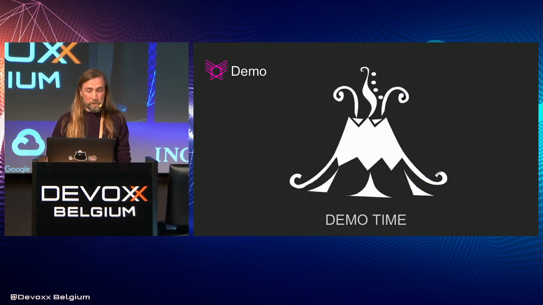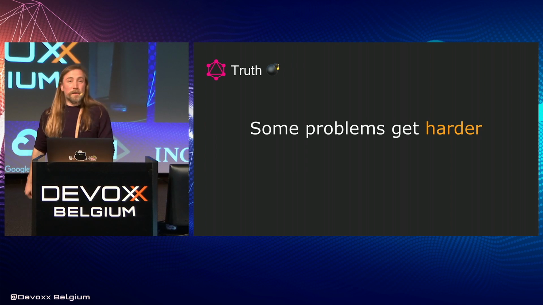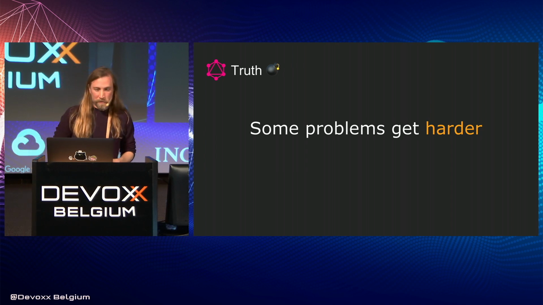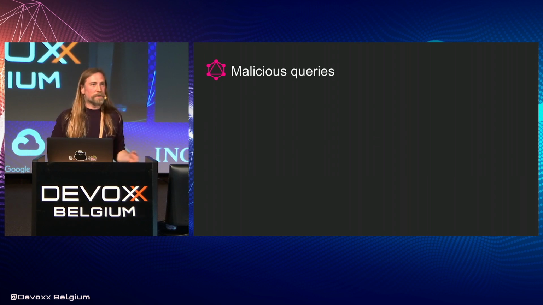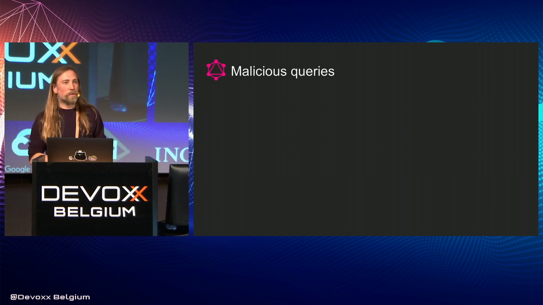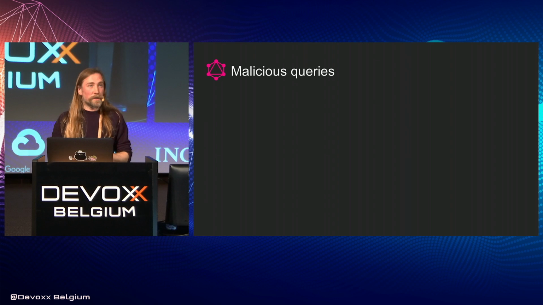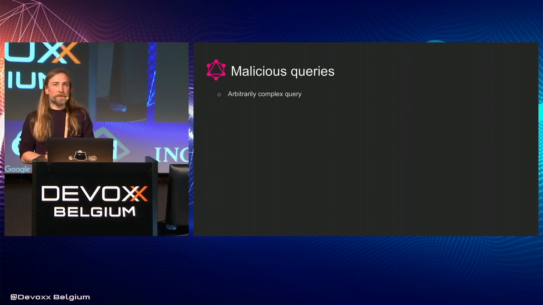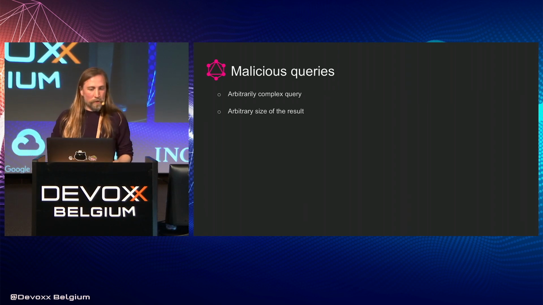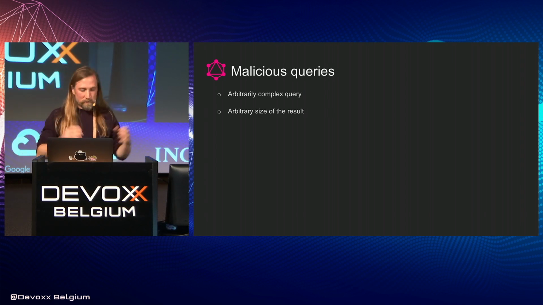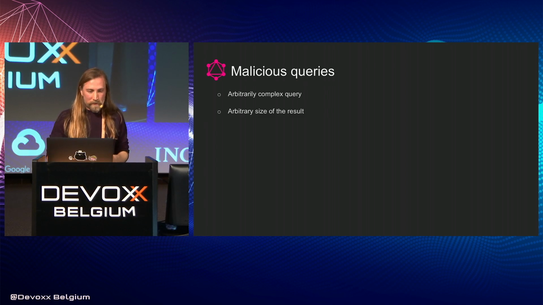Time for another truth bomb. Some problems get way harder with GraphQL. For example, now the client is in the driver's seat. As we said, they can ask for whatever they want. So what if they are malicious? They can do strange things. Queries can be arbitrarily complex, meaning that a malicious client could just ask for the entire universe, or ask for a result that's going to be like 10 gigabytes or something, and then, you know, destroy the server.